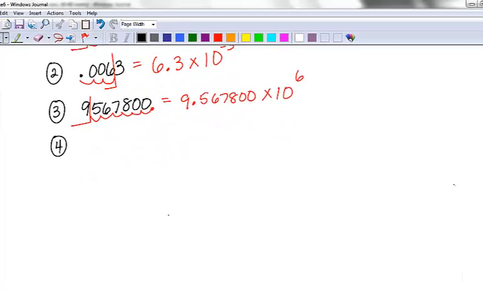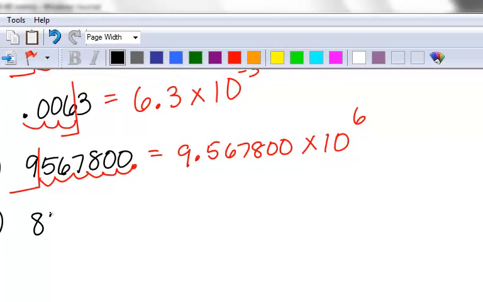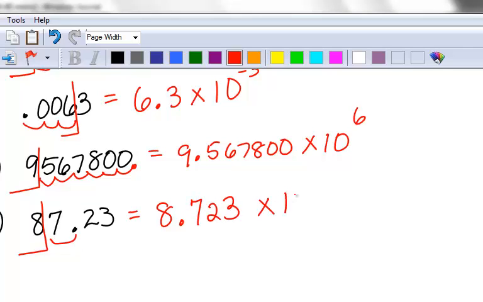Okay, and then if you had, let's say, 87.23, then you only move that decimal one place to the left, so that you have one number on the left side. So 8.723 times 10 to the first. Now let's stop for a minute. I'm going to show you on the calculator, and there are some restrictions, and I don't have all these memorized on your calculator. But take your calculator.